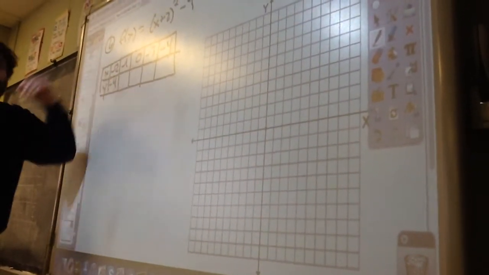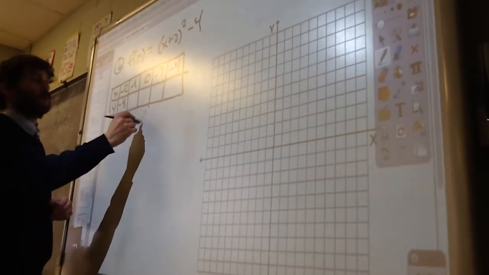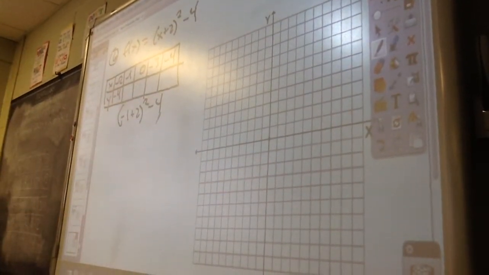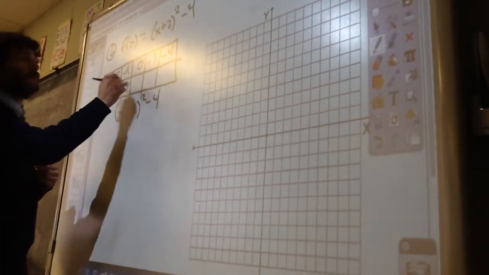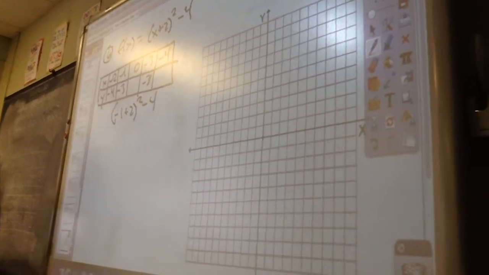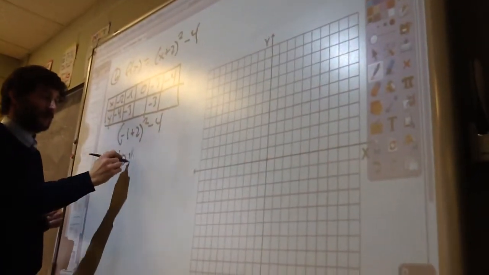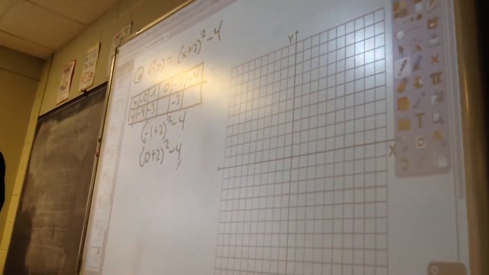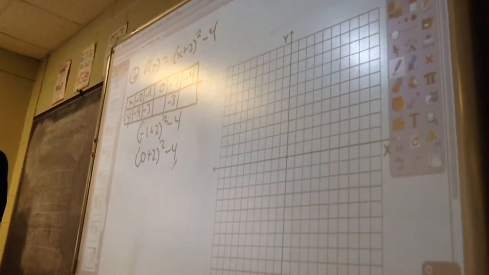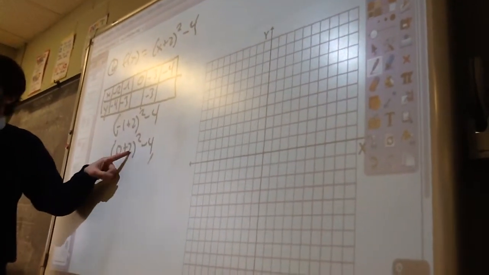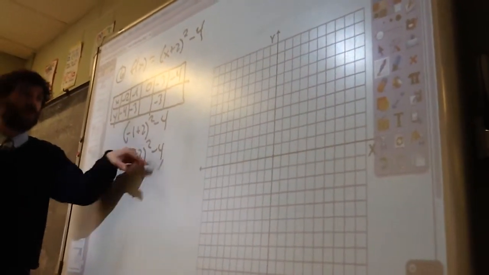Okay, so now I'll plug these in. So I got -1 plus 2 squared minus 4. Let's see what that is. What is it? -3. Okay, and then we'll plug in 0 and see what we get there. What do I get there? 0. Yeah, I get 0, right? 2 squared, 0 plus 2 is 2. 2 squared is 4. 4 minus 4 is 0.